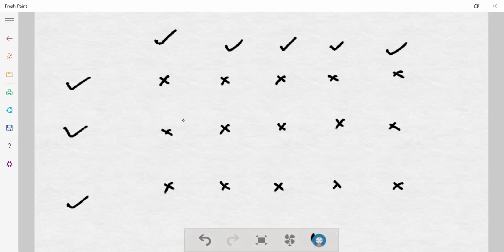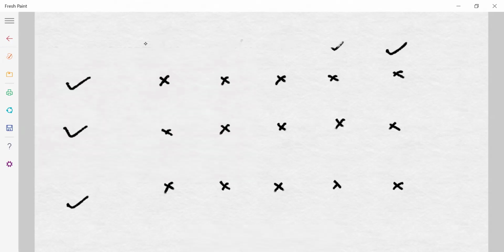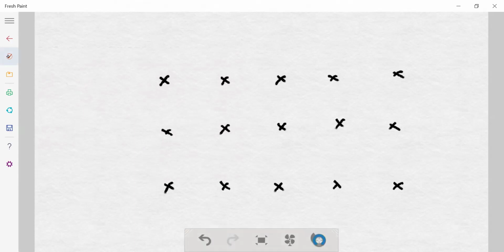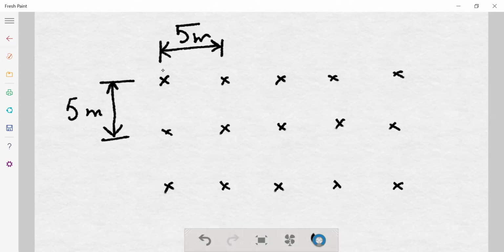Okay, so column spacing is given 5 meter center to center. Okay, so I'll show it here. Both ways the spacing is 5 meter center to center. So this one is 5 and this one is also 5 meter. Now the next thing given is the corner columns are 500 kilonewton load.